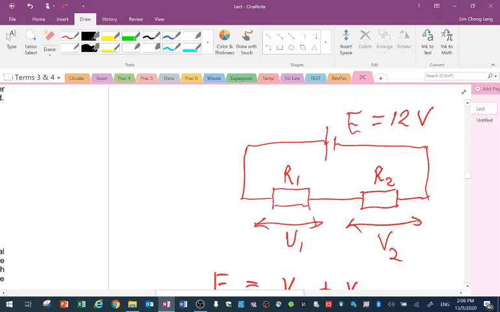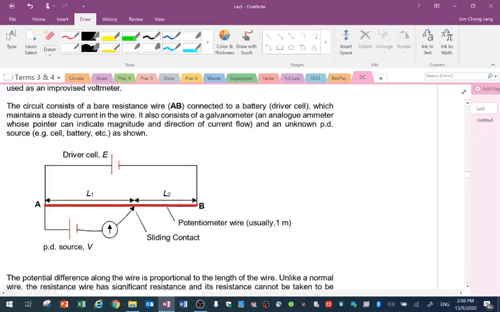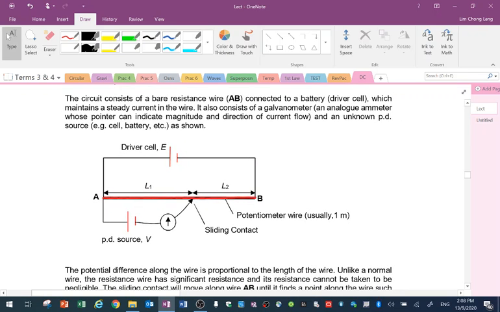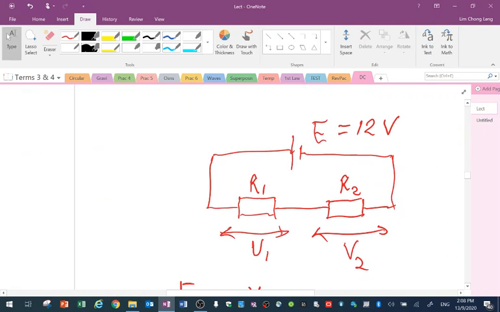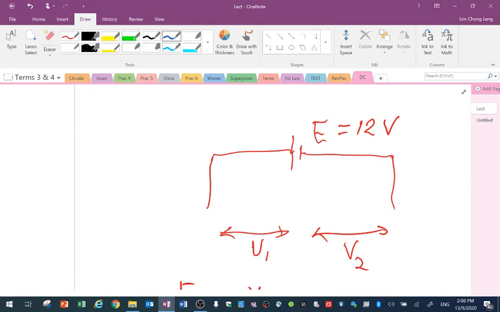Now, potentiometer actually consists of a potential divider and an ammeter. I'm going to highlight the part which is the potential divider. Okay, this part is the potential divider. Now, it may not be obvious to you. Why do I call this a potential divider? Well, I'm replacing the two resistors with a resistance wire. So suppose I replace these two resistors with a resistance wire. I take the blue one as the resistance wire AB.